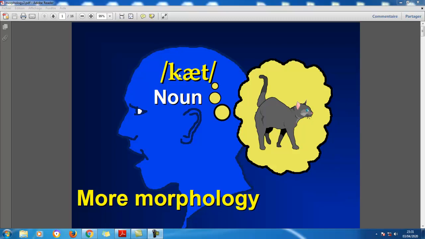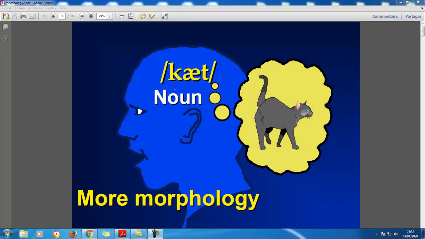We said that the word cat is composed of different sounds. So this is the form of the word cat here. It has got k, a, and t. This form, this word, refers to or denotes this animal, cat. This cat is the meaning of this word here.